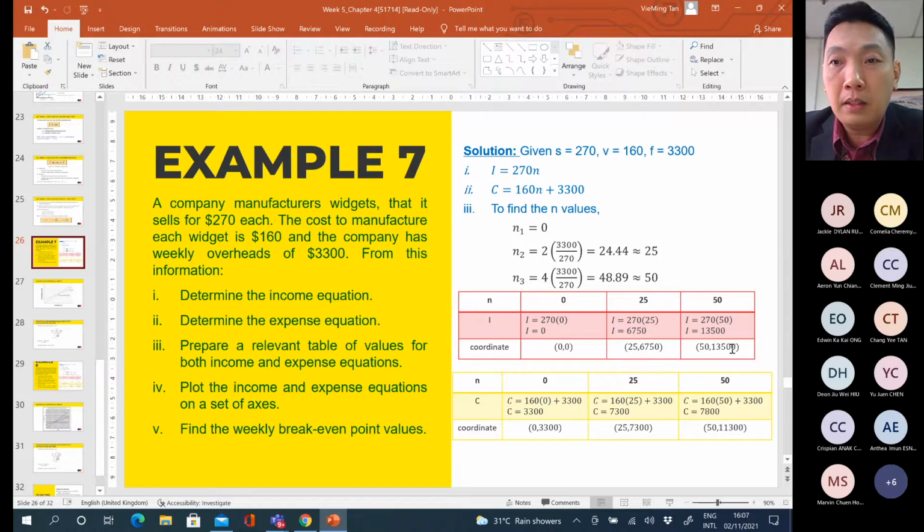Then we should also determine the points for the cost equation as well. Cost equation. So for the first point, N is equal to 0, then C is equal to 3300. And the second point is when N is 25, so Y will be equal to 7300. And this is the third point. So once we have these 3 points, then we can start to jot down these points on the graph paper.